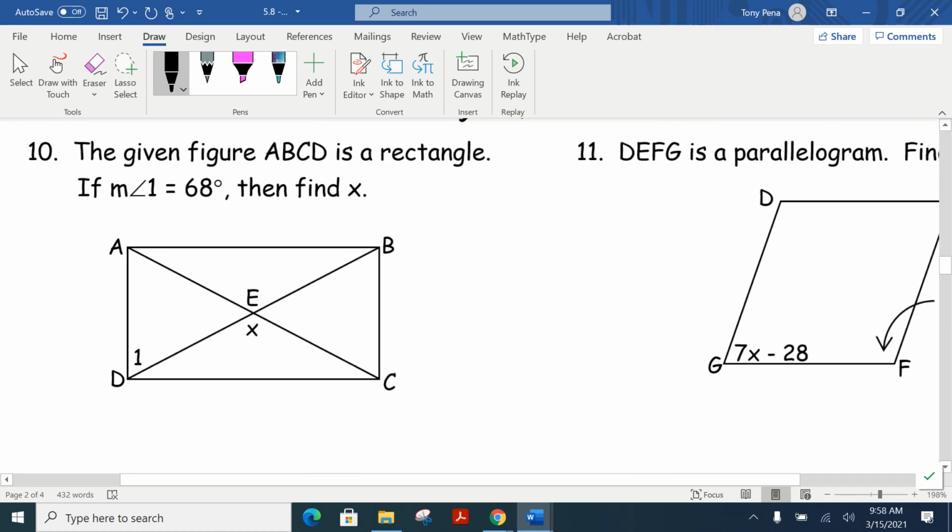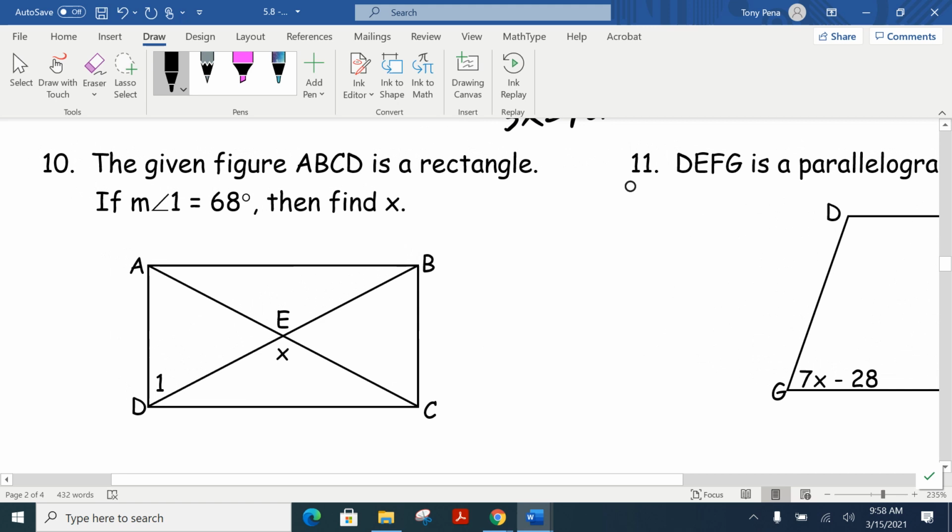All right, number 10. The given figure ABCD is a rectangle. So it's really all the parallelogram properties along with the diagonals being congruent and the corners being 90 degrees. Those are basically the unique properties of a rectangle. And then I tell you that angle 1 is 68. So this angle right here is a 68 degree angle.